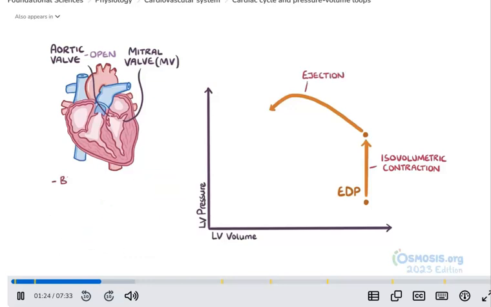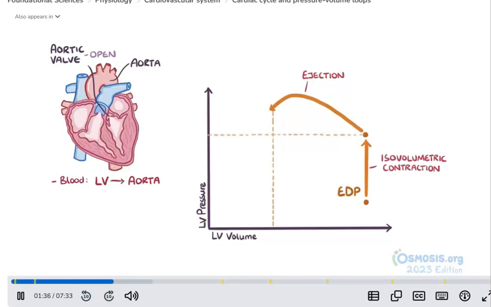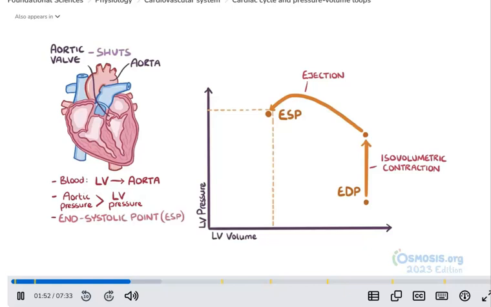In the ejection phase, the blood is squirted out of the left ventricle into the aorta, and so as this happens, the volume in the left ventricle goes down. The left ventricle continues to contract, and ventricular pressure keeps getting higher, but then it starts to fall a bit when the aortic pressure exceeds the pressure in the left ventricle. At this point, the aortic valve shuts, and this is the end of systole, which is really imaginatively named the end systolic point. The pressure in the left ventricle at this point is called the end systolic pressure, and the volume is called the end systolic volume.